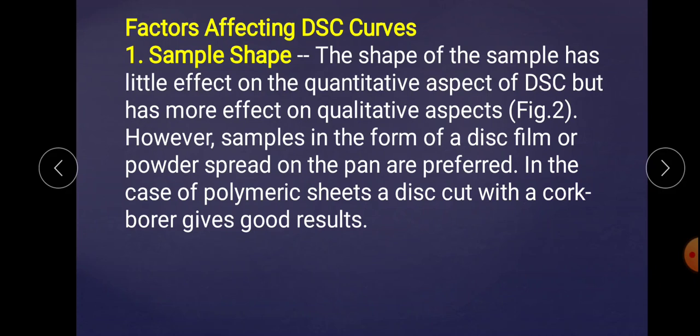So let's start with the factors affecting the DSC curve. The first factor is sample shape. The shape of the sample has little effect on the quantitative aspect of DSC, but has more effect on the qualitative aspect, which can be observed in figure 2, where if you change the type of sample, you get different types of peaks. However, samples in the form of disc, film or powder sprayed on the pan are preferred. In the case of polymeric sheets, a disc cut with a cork borer gives good results.